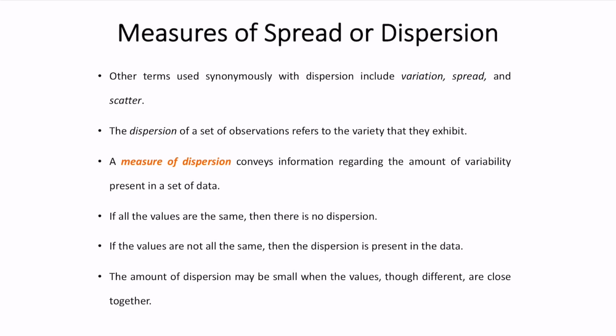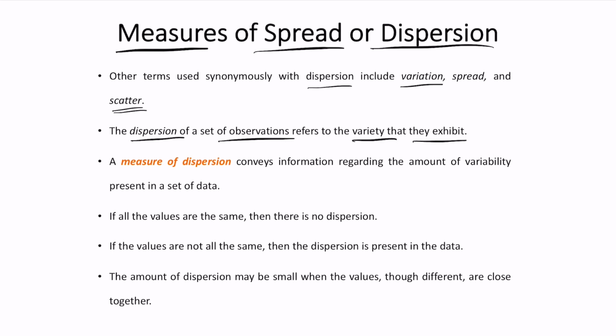So let's continue the topic of summaries of data. In this lecture we'll talk about measures of spread or dispersion. Whenever you see the term spread, it's synonymous with variation, dispersion or scattering. Dispersion refers to the variety that the values exhibit, basically representing what is the variety in the data that you are being given. A measure of dispersion generally conveys information regarding the amount of variability present in a set of data.